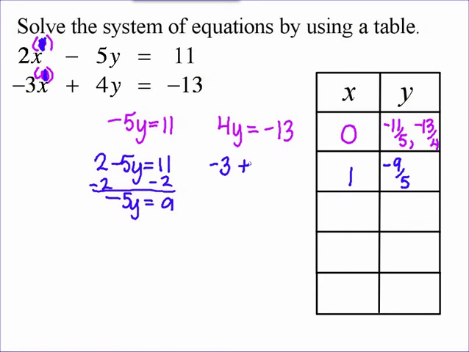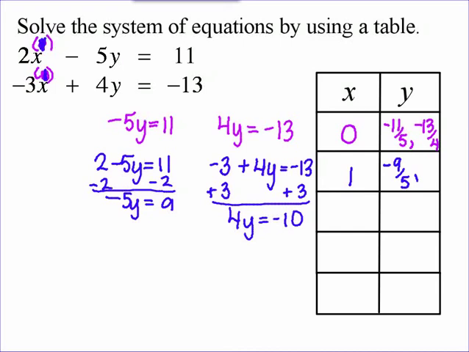Now I'm going to do the same thing on the second equation. So I end up getting negative 3 plus 4y equals negative 13. What do you do there? Add 3. And so I end up getting 4y equals negative 10. So I end up getting what? Negative 10 divided by 4. So my answer is negative 10 fourths. Do those match? No. So I need you to go ahead and find number 2. If you plug in 2, I need you to find what values you get. So go ahead and plug in 2 to each of the equations.